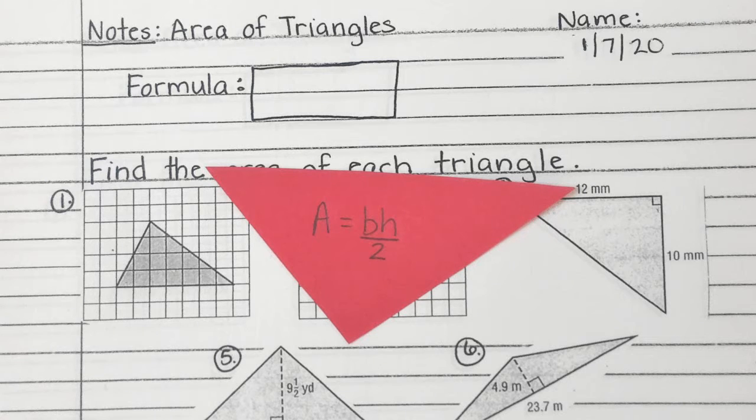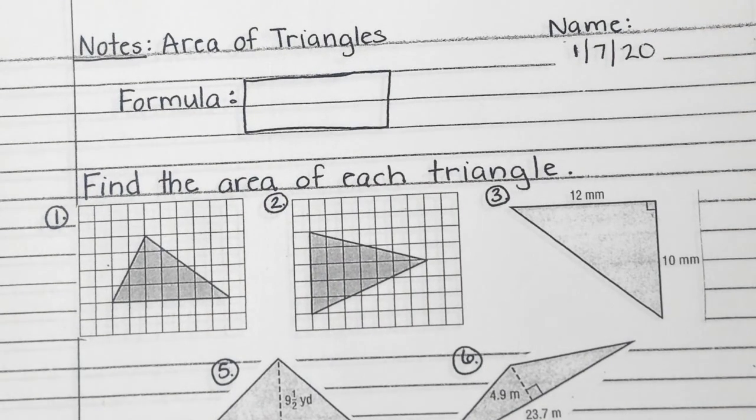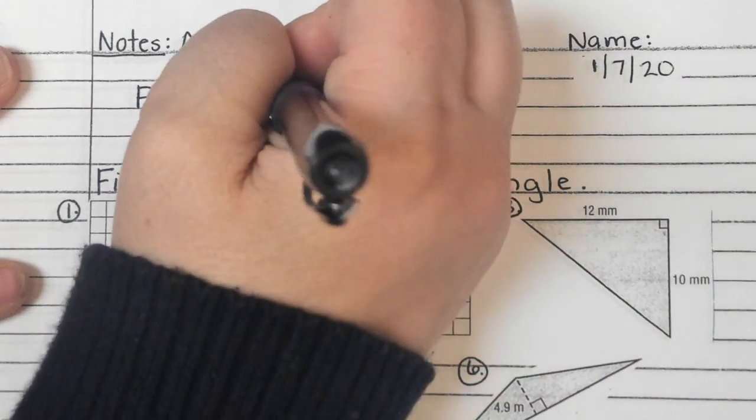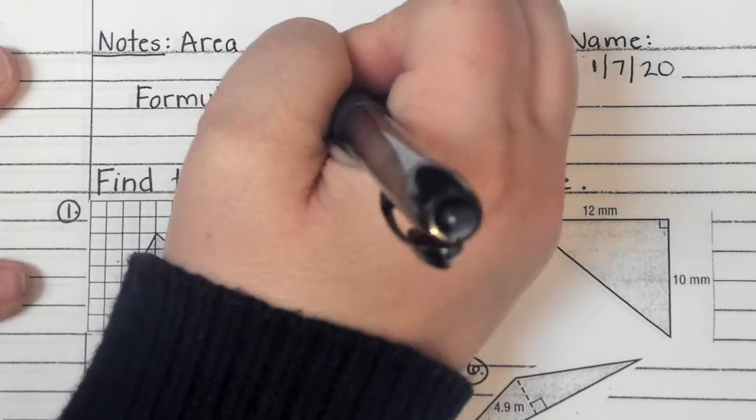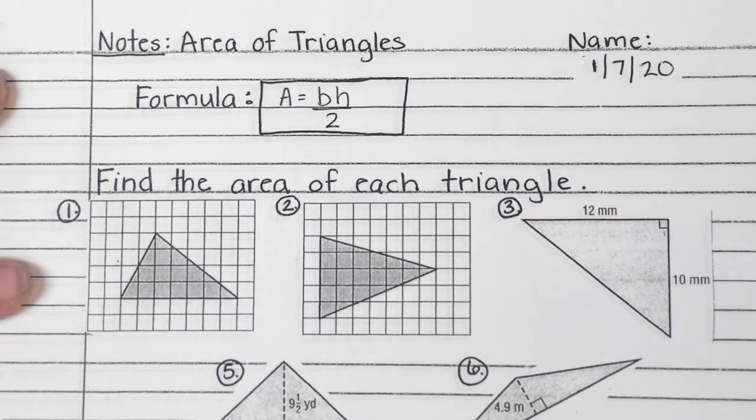I have a question. Do you have to capitalize A? Yes. A for area does have to be capitalized. Good question. All right, so my formula is going to be A, capital A, equals BH, and then we're going to divide by 2.